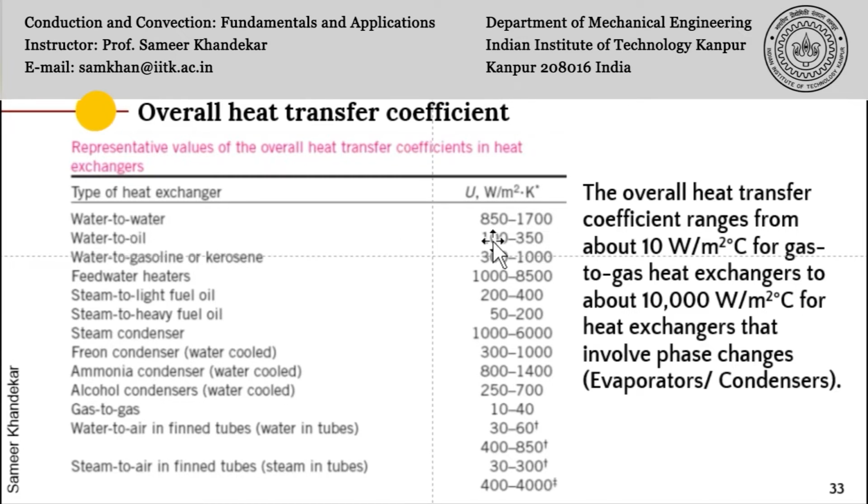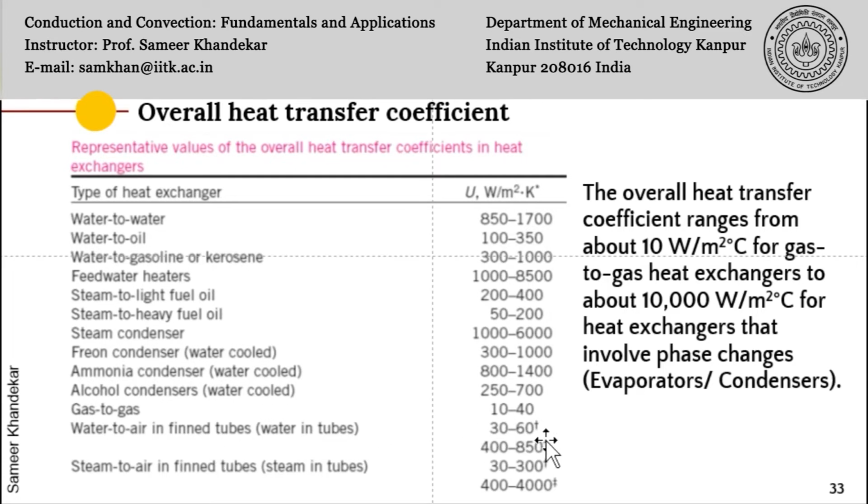Let's say water to water, it is of the order of 850 to 1700. For a steam condenser, it can be from 1000 to 6000. These are typical values which you get in a new condenser. As the condenser becomes old, there will be some fouling on it. We will talk about fouling in a later lecture, so that some more resistances will be added in series, and this may come down from 6000 to 4500 or even lower. Then, for example, you have steam to air in finned tubes. You can have very small values, 30 to 300, for example. Similarly, gas to gas or water to air can also be pretty low.